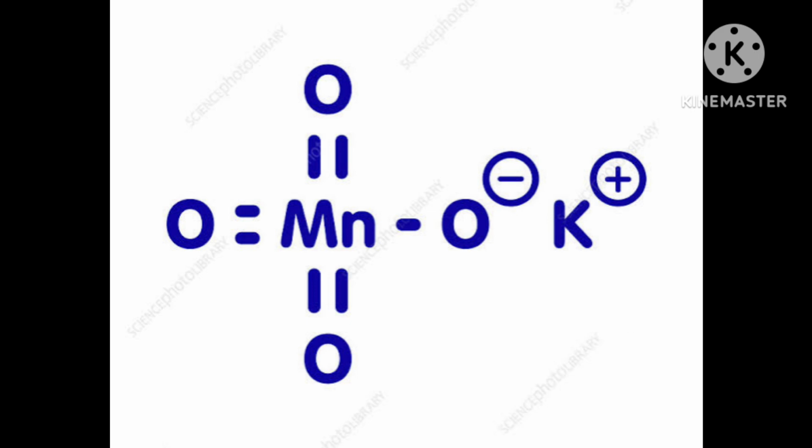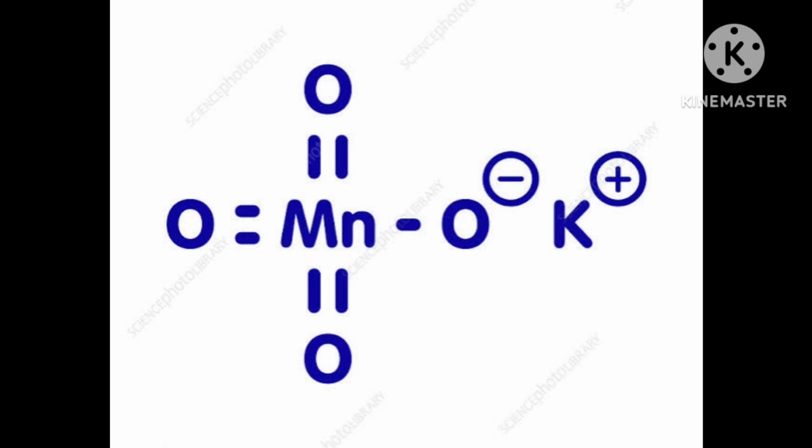Now I am telling you a chemical reaction. Acidified permanganate solution oxidizes oxalate to carbon dioxide. Oxidizes means it gives more oxygen, in a very simple way. Acidified permanganate solution oxidizes oxalate to carbon dioxide.